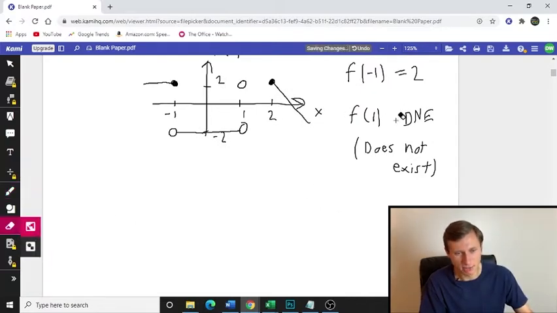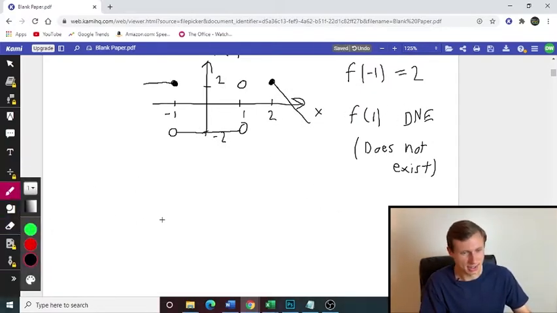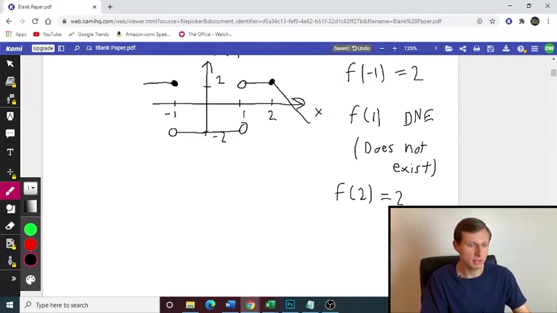You would just write f of 1 DNE, does not exist. And then lastly, we have f of 2. I forgot to connect the line here. The actual value of f of 2 is also 2. So we have our actual values here. And now I want to think about, well, what's the limit at each of those points? And remember, the limit is saying what value we are approaching from both sides.